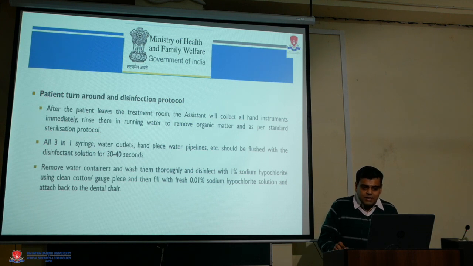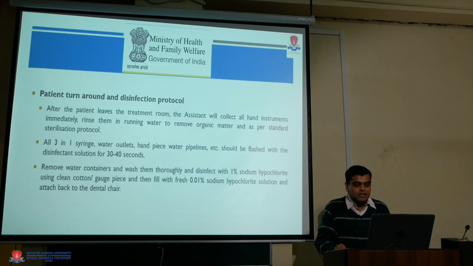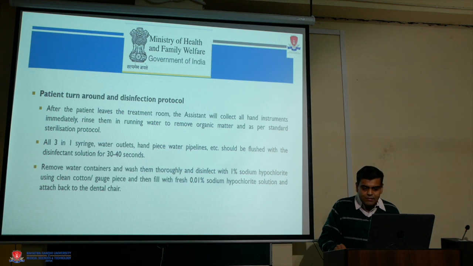After the patient leaves the treatment room, the assistant will collect all the hand instruments immediately and rinse them to remove the organic matter, as per the standard sterilization protocol. All 3-in-1 syringes, water outlets, handpieces, water pipelines, etc. should be flushed with the disinfectant solution for 30 to 40 seconds. You should remove the water container, wash it thoroughly and disinfect it with 1% sodium hypochlorite using a clean cotton gauze piece, and then fill it with freshly prepared 0.01% sodium hypochlorite solution and attach it back to the dental chair.